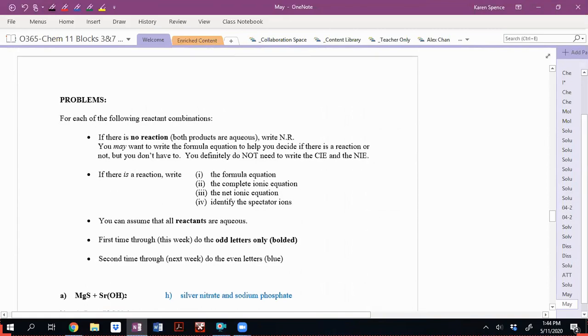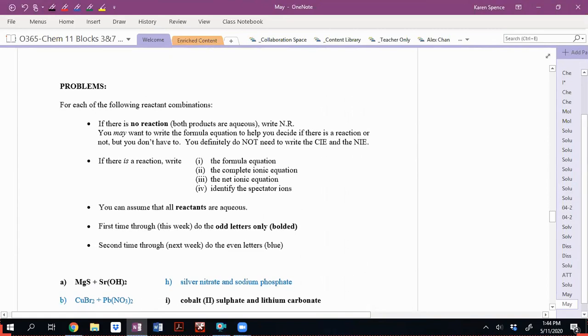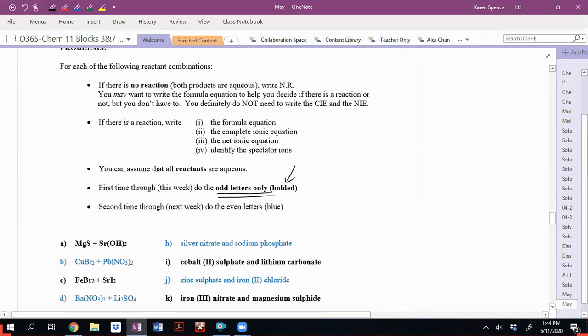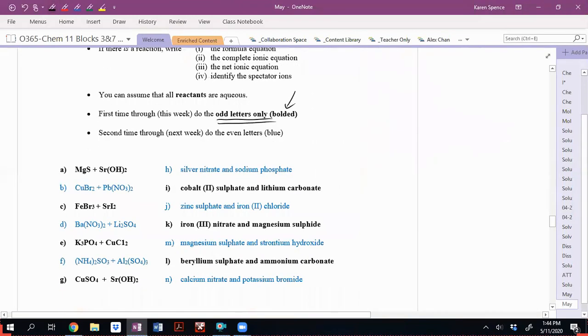This is what the worksheet looks like, the bottom of the worksheet anyway. For this week, I'm going to have you do the odd letters only, which are bolded. Next week, just to review, you're going to do the even letters, which are the blue ones. In the first part, the formulas are given to you, and in the second part, you have to come up with the formulas yourself.